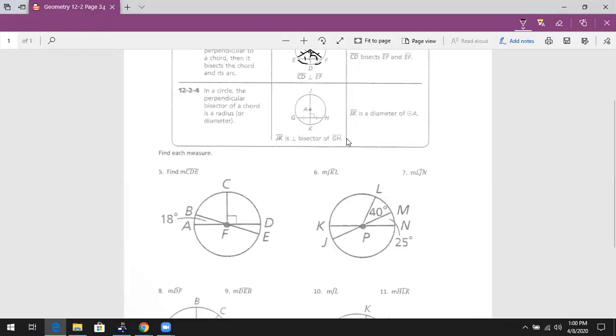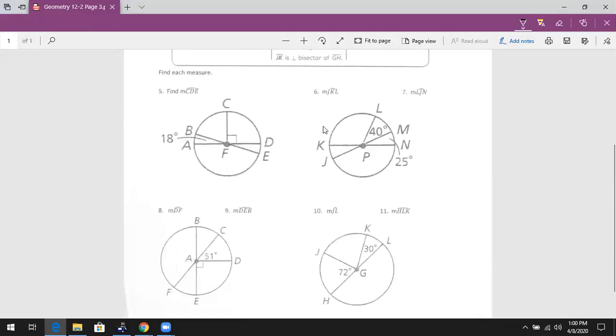And 12.2.4 says in a circle, the perpendicular bisector of a chord is a radius or diameter. So if we know that this cuts this in half and bisects it, that it has to be the radius, or extended, it has to be the diameter.